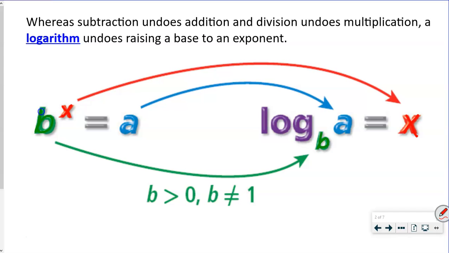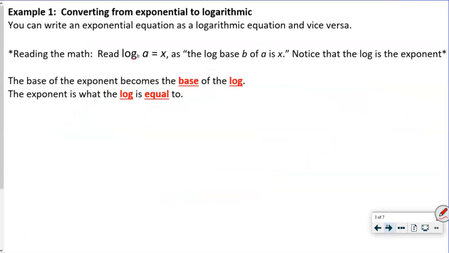b has to be greater than 0, obviously, because we're not going to use a negative number as a base. Also, it is not going to equal 1. So example 1 is converting from an exponential to a logarithm. We can write exponential equations as logarithmic equations and vice versa.